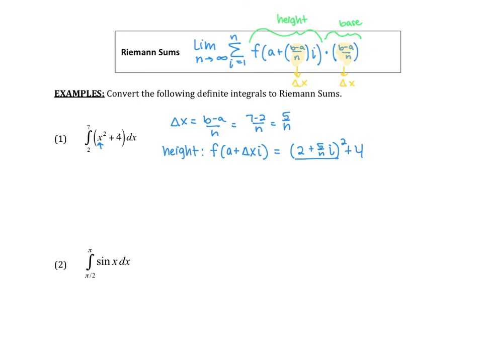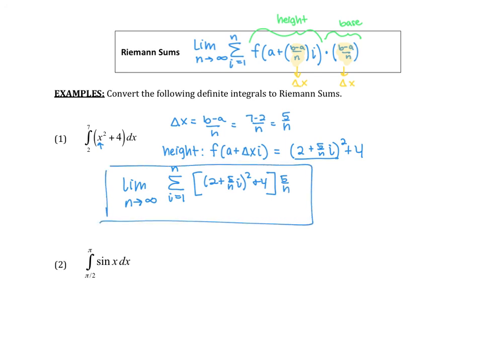So then to rewrite this as a Riemann sum, this would be the limit as n approaches infinity of the sum of the numbers from 1 to n of the height of the rectangle, which we said was 2 plus 5 over n i squared plus 4, multiplied by the base of the rectangle, which is 5 over n. How'd you do? So try the next example and see if you can write it as a Riemann sum.